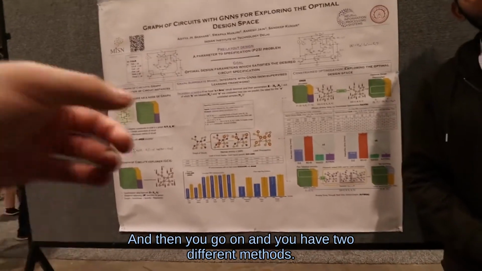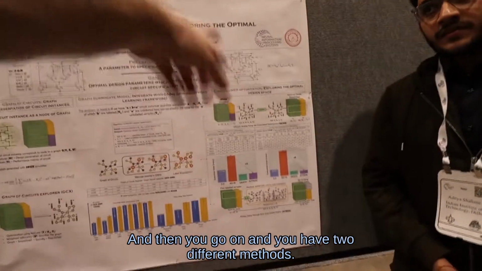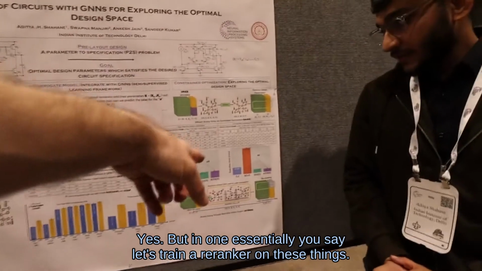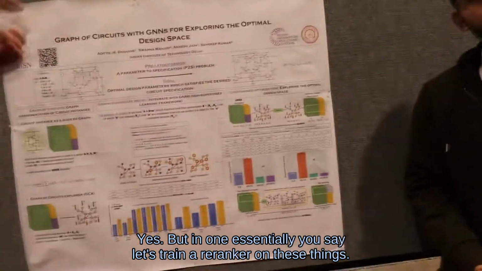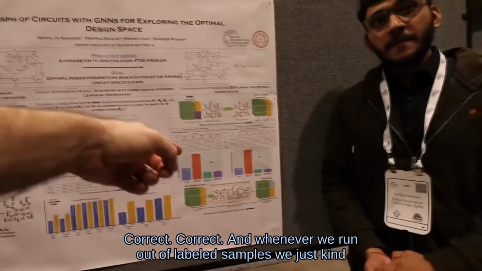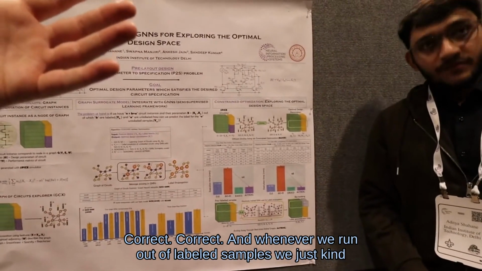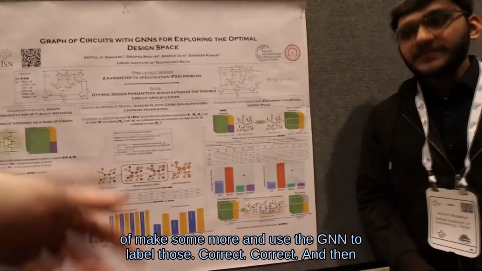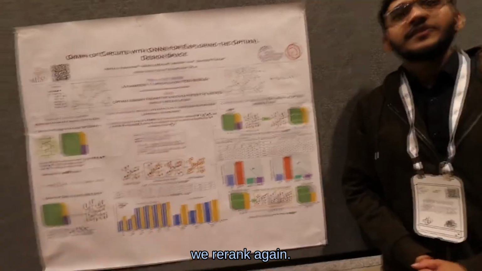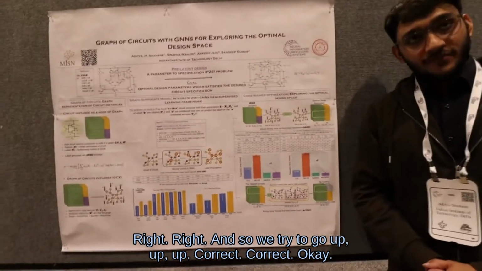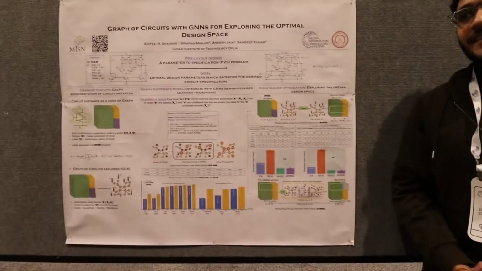But you just assume you have some kind of random labels available. Okay, and then you have two different methods. In one, essentially you say, let's train a re-ranker on these things, and whenever we run out of labeled samples, we just make some more and use the GNN to label those, and then we re-rank again. Right. And so we try to go up. Correct.